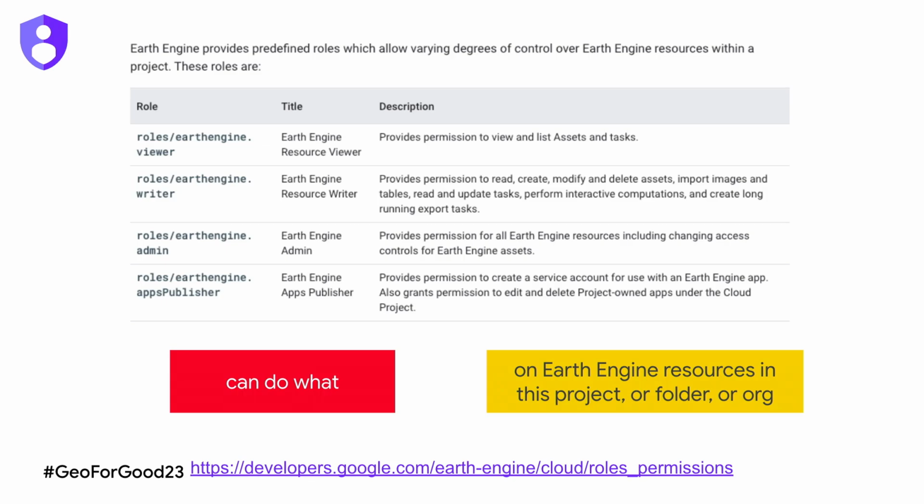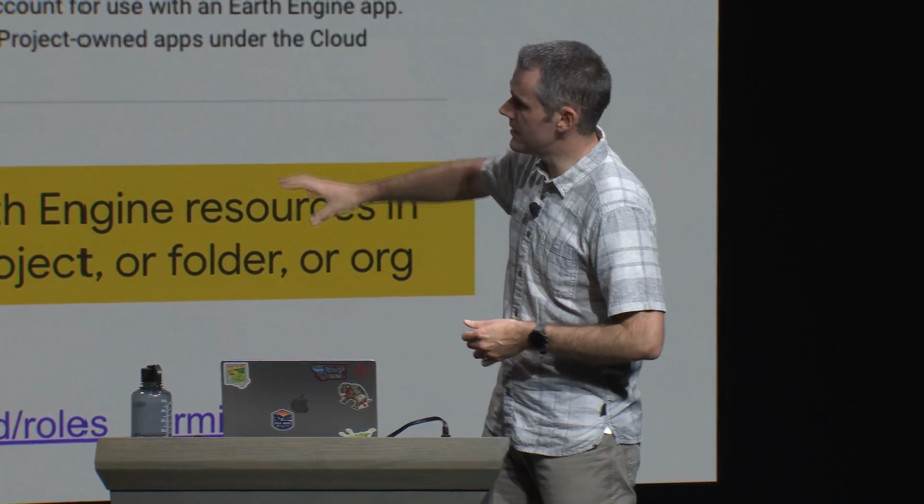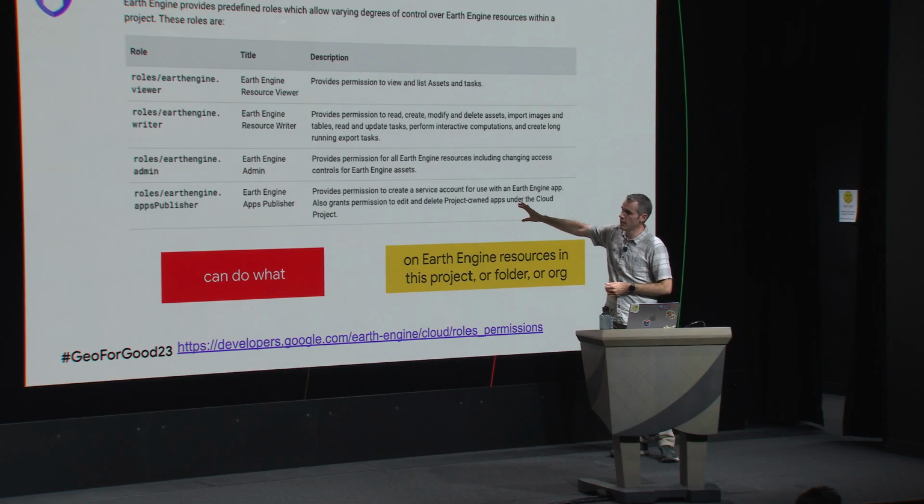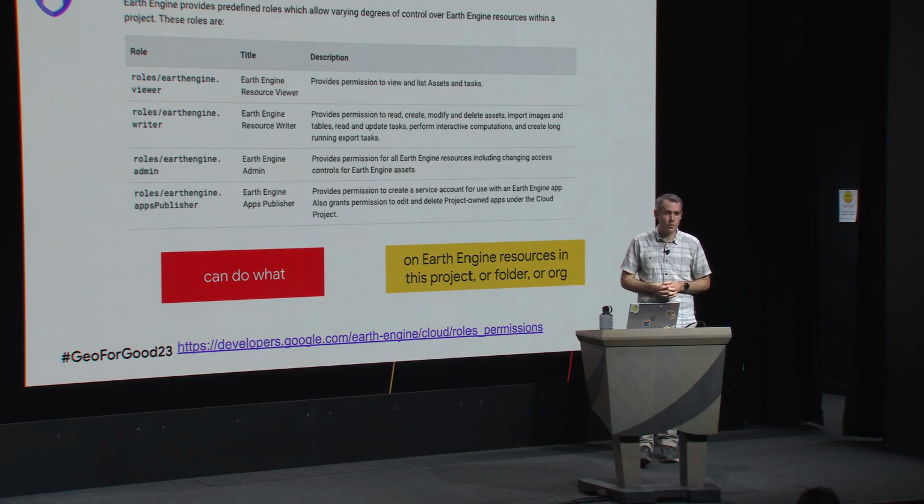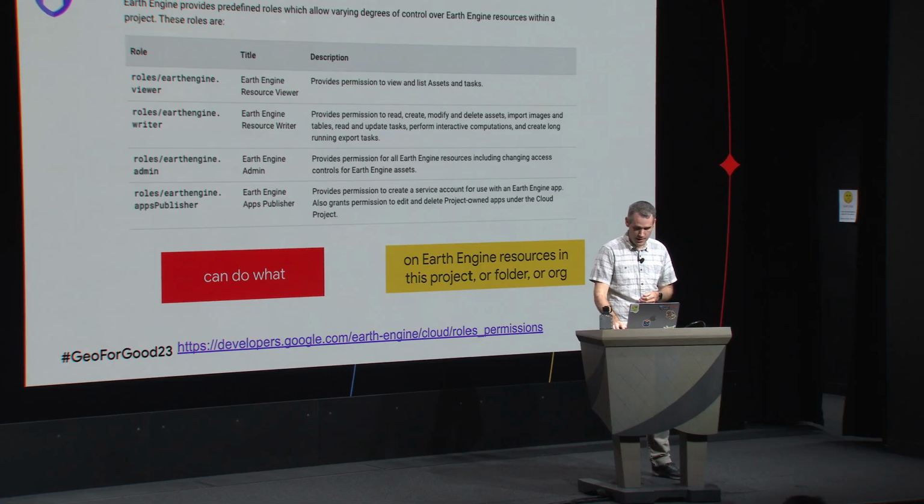It's just the most basic, the ability to view and list assets within a project. Most of the time, the most pertinent roles are going to be the Earth Engine Resource Writer role or the Earth Engine Admin role. Those 2 roles allow you to do everything within Earth Engine within that project. In addition, we have a 4th defined role, the Earth Engine Apps Publisher role, which allows you to publish Earth Engine applications within that project.